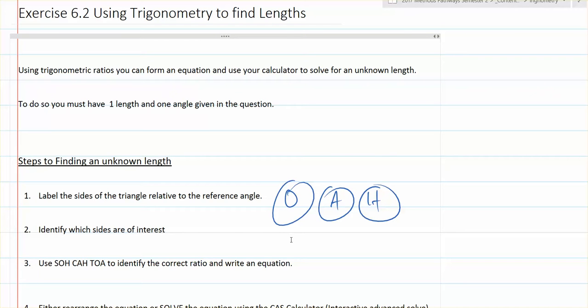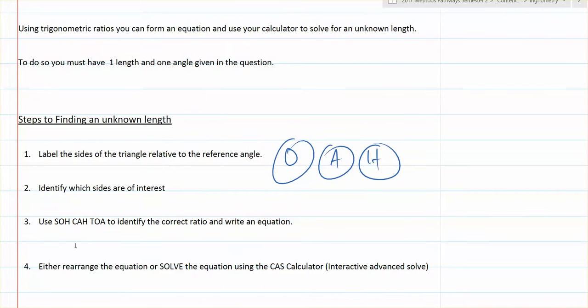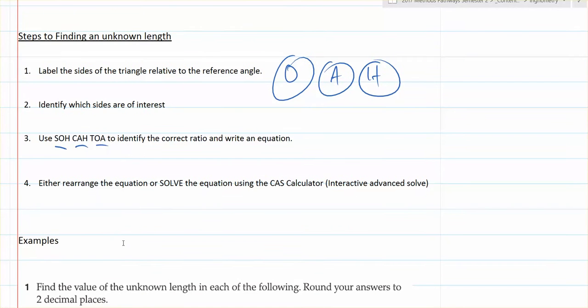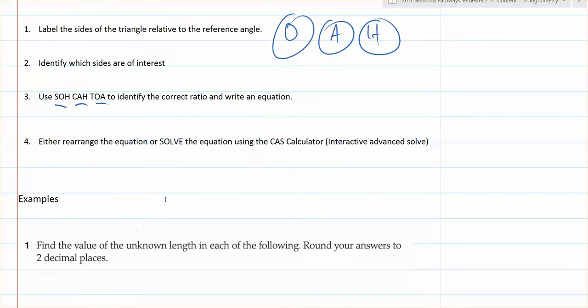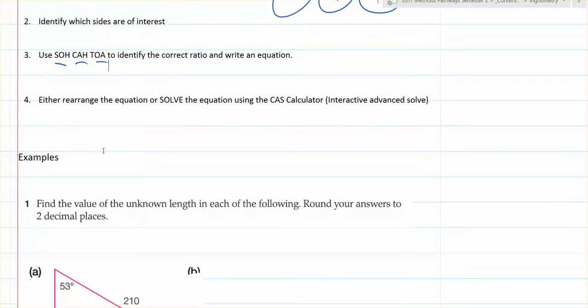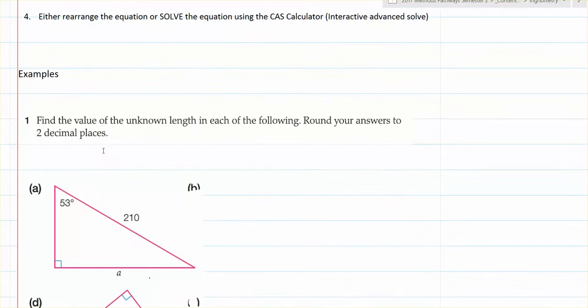Then you see what sides you have, and depending on what sides you have, you select SOH, CAH, or TOA. Okay. And then you rearrange to solve the equation, using the CAS calculator, interactive and solve, or rearrange by hand and use a calculator to find the value of the side you want. Okay, so let's go for examples. The only way to do this is to do heaps of examples.